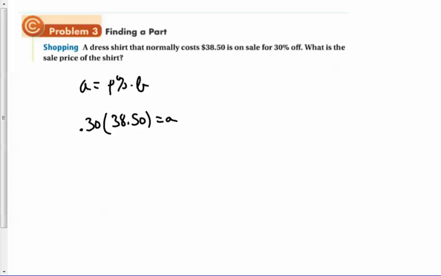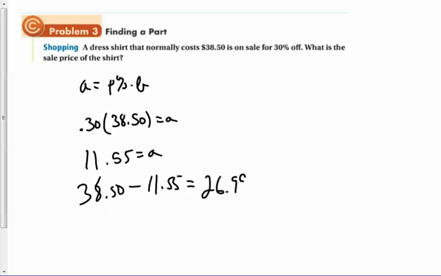So I just go ahead and do 0.3 times $38.50, and I get $11.55. And that's the amount, but that's not the price you pay for the shirt. That's the price that you take off. So now we take the $38.50 and take away $11.55, and that is $26.95. So the shirt is $26.95. Another way you could have done this is to think, I'm paying 70% of the price of the shirt. So you could do 70% of $38.50, and you would have got $26.95. There is a got it. Why don't you pause the video and do that one?